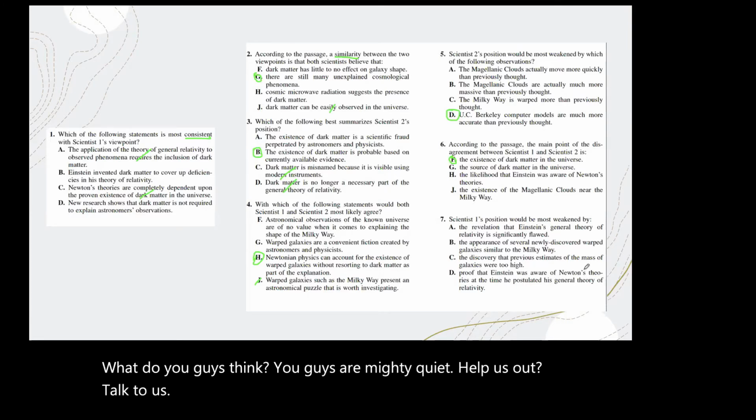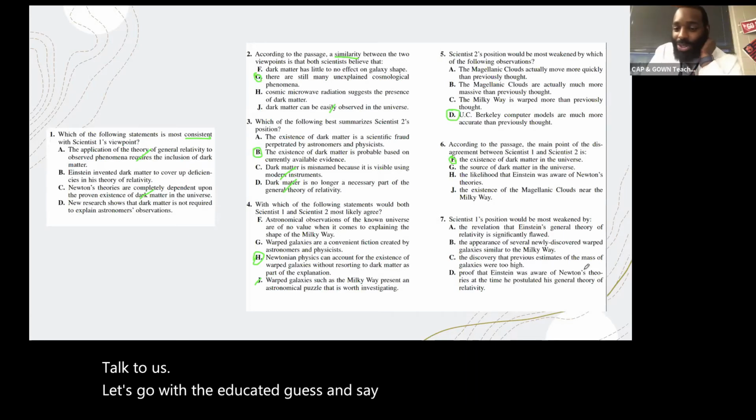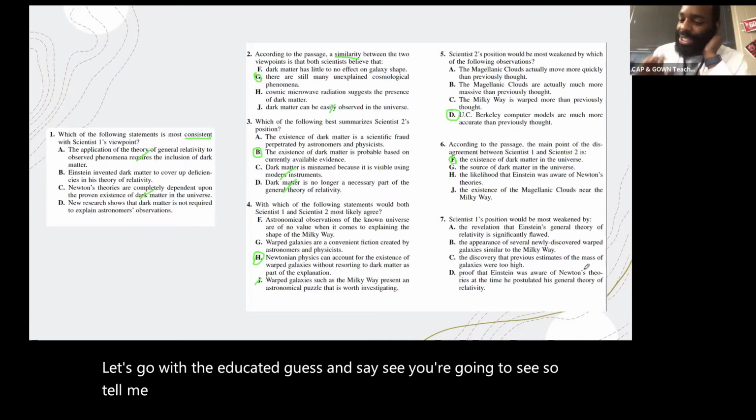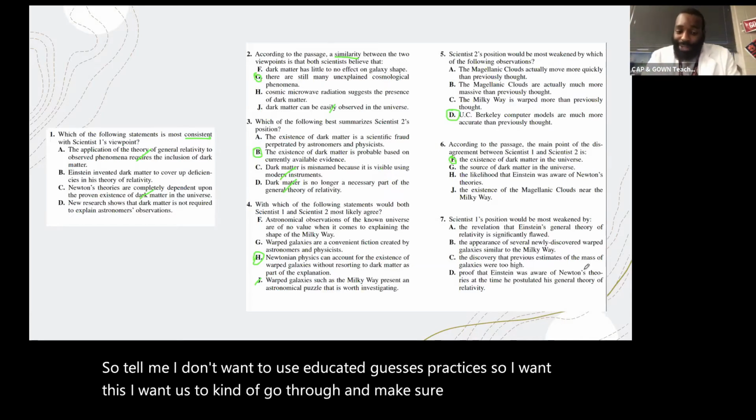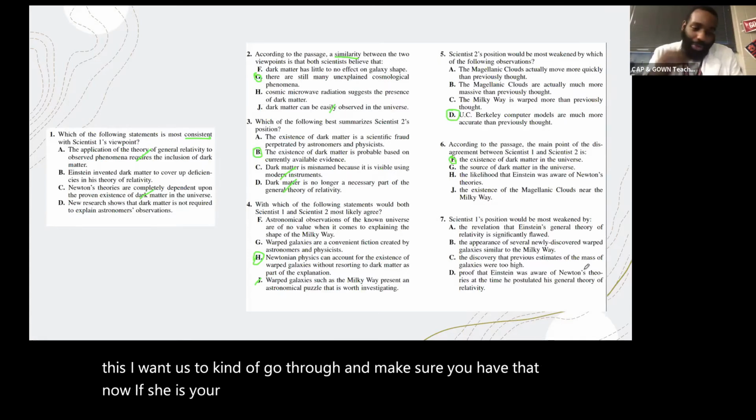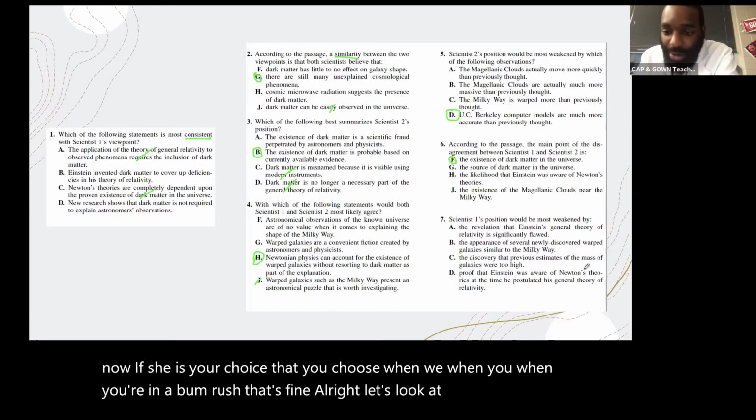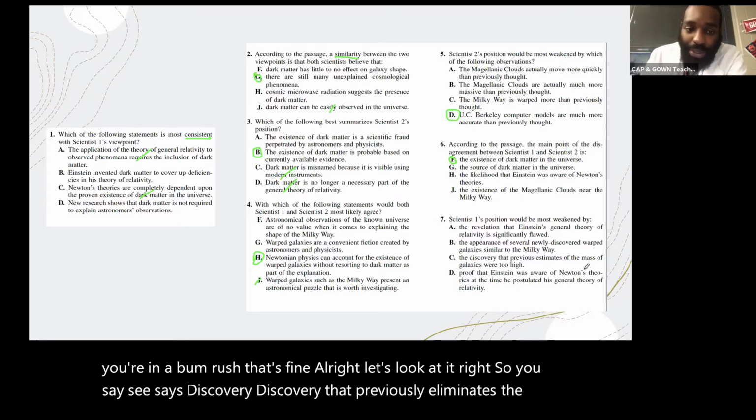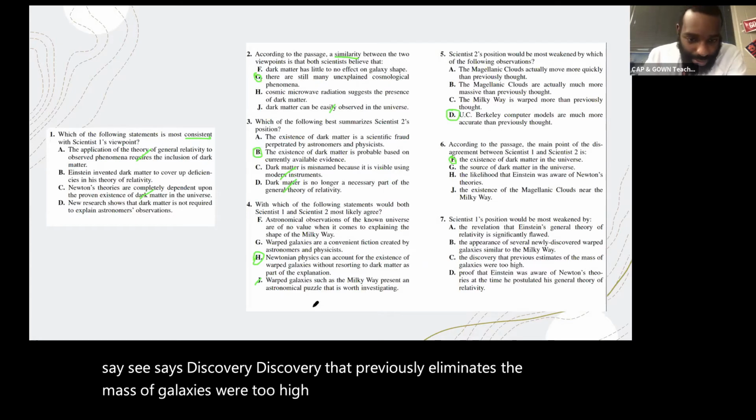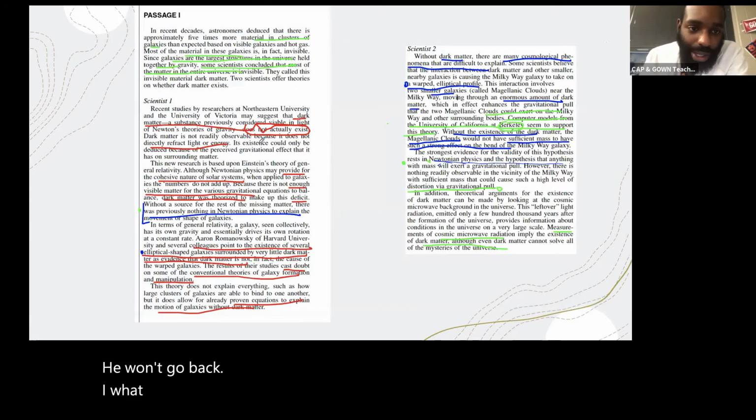I'm gonna go with the educated guess and say C. You're gonna say C. So tell me, I don't want you to use educated guess. This is practice, so I want us to go through and make sure we have that. Now, if C is your choice when you're in a bum rush, that's fine. All right, let's look at it. C says the discovery that previously estimated masses of galaxies were too high. So what claim here supports that?